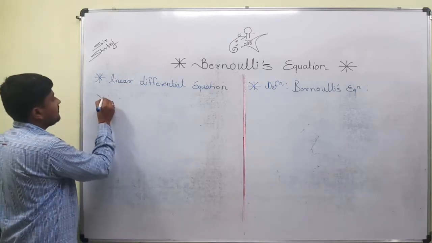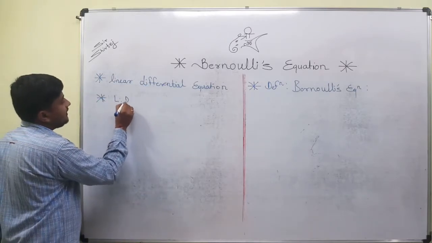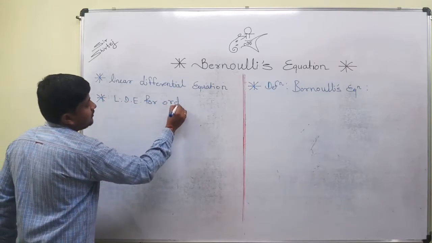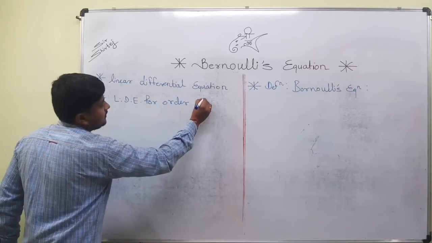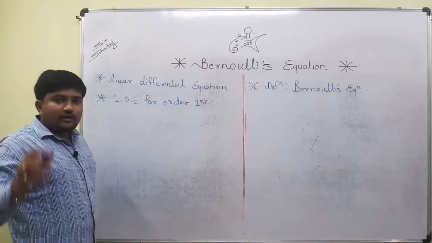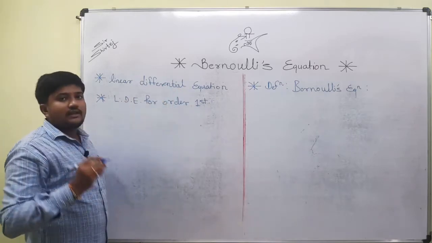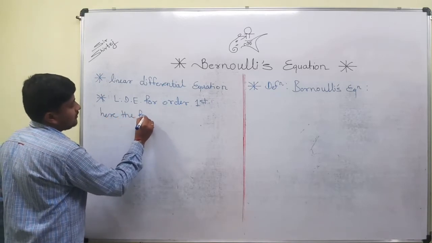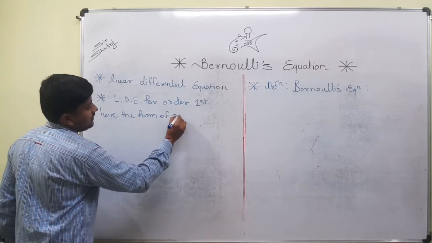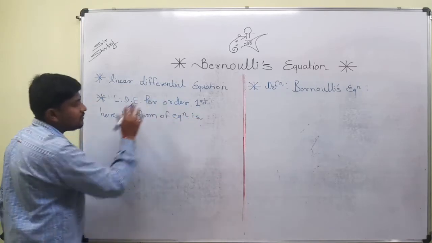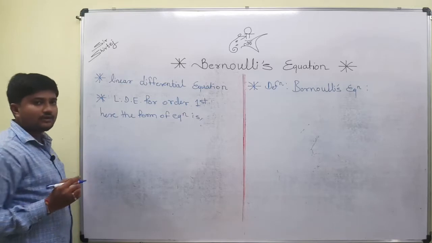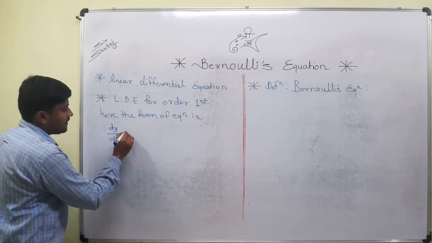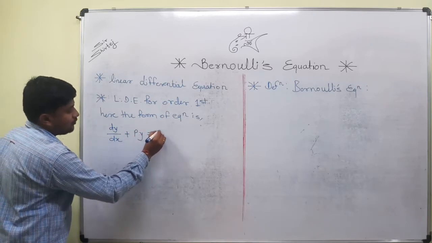Here we take LDE for order first. In order first, the linear differential equation has the form: what is the form of a linear differential equation in first order? It has dy by dx plus Py is equal to Q.